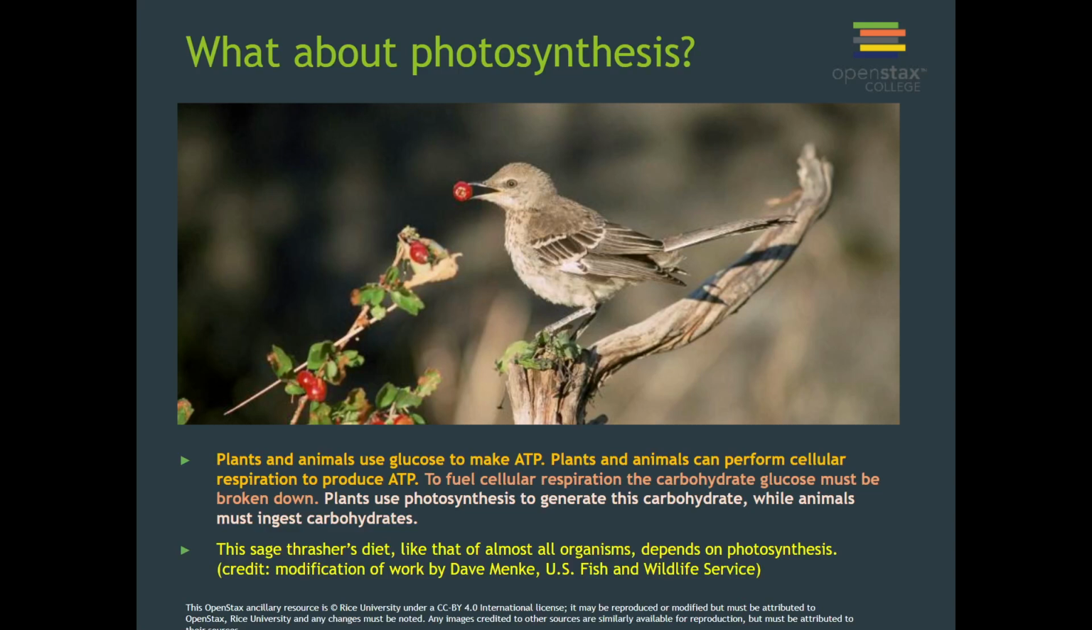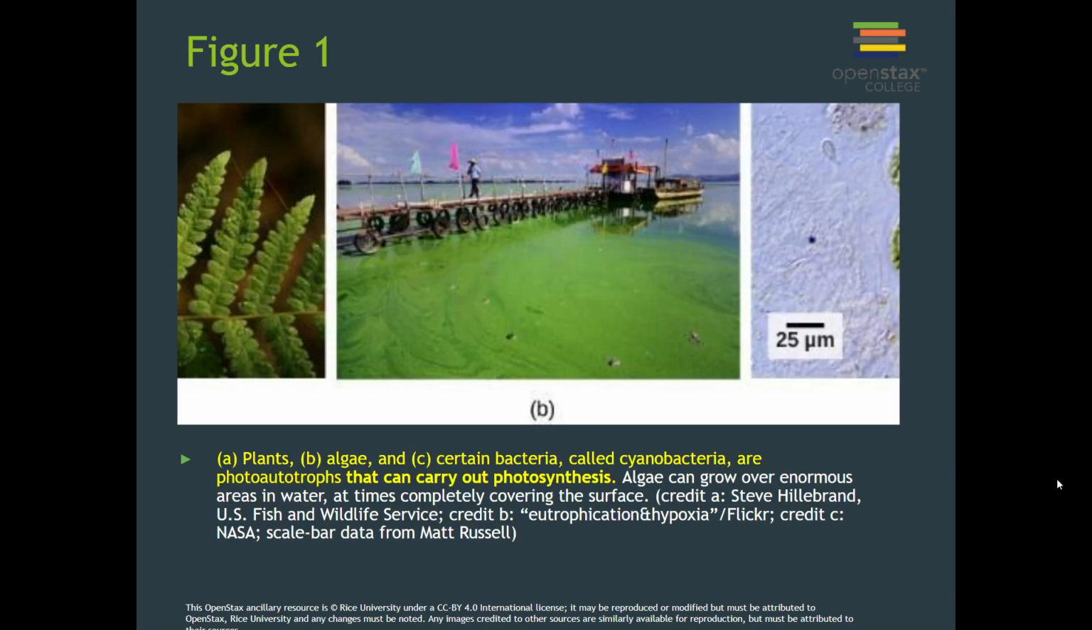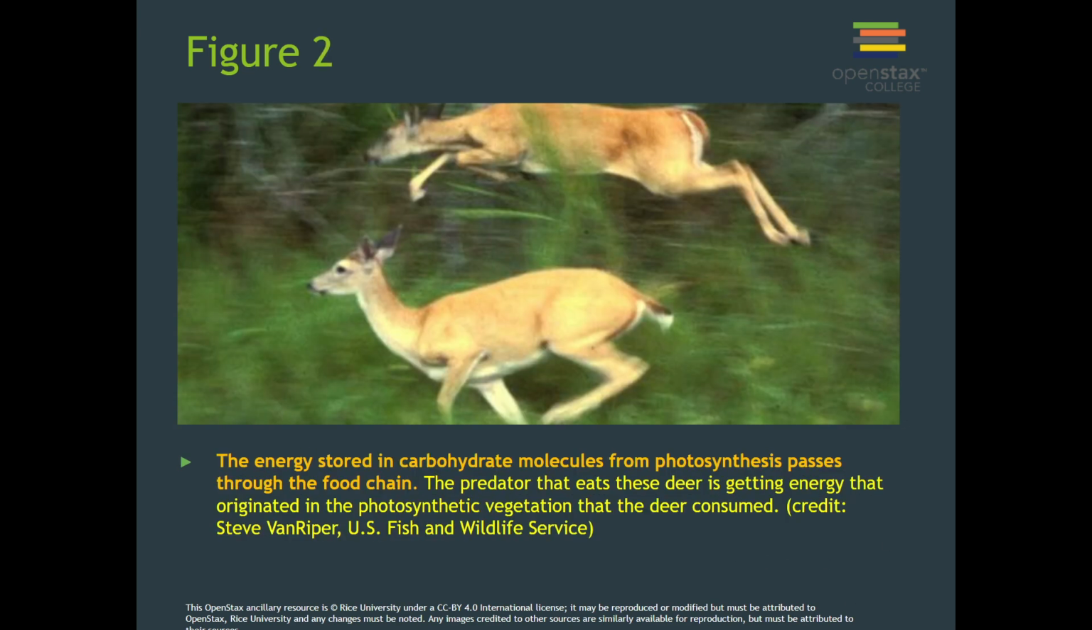So let's talk about photosynthesis. Well, plants use photosynthesis to generate carbohydrates like glucose. And here we can see a couple of photoautotrophs that can carry out photosynthesis. Cyanobacteria, for example, produces a lot of the oxygen we find in our atmosphere. And the energy stored in carbohydrate molecules that are produced from photosynthesis are able to pass through the food chain.